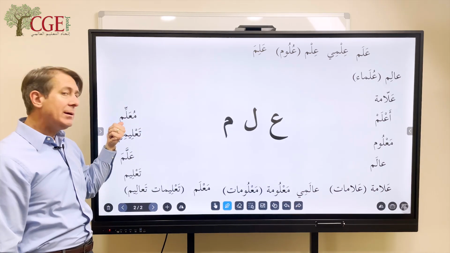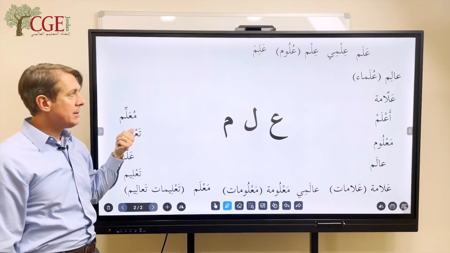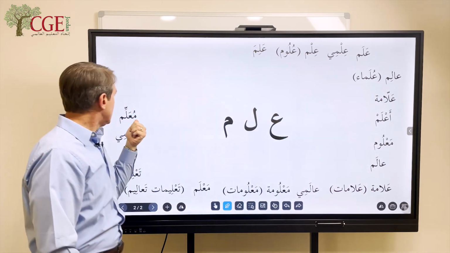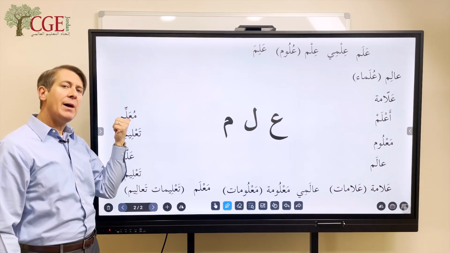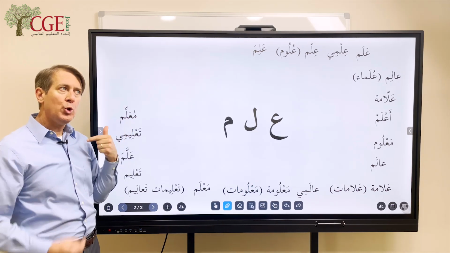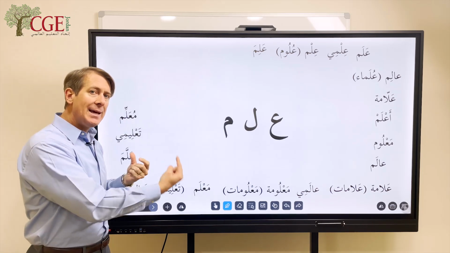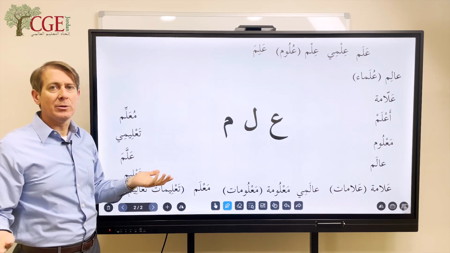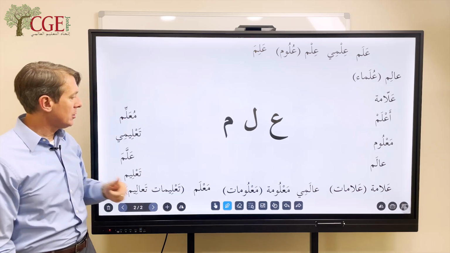Mu'allim. Mu'allim is ism al-fa'il, kind of like alim is an ism al-fa'il from form 1. This is ism al-fa'il from form 2. And this means one who makes someone to know information. What is that? A teacher. So that means teacher.